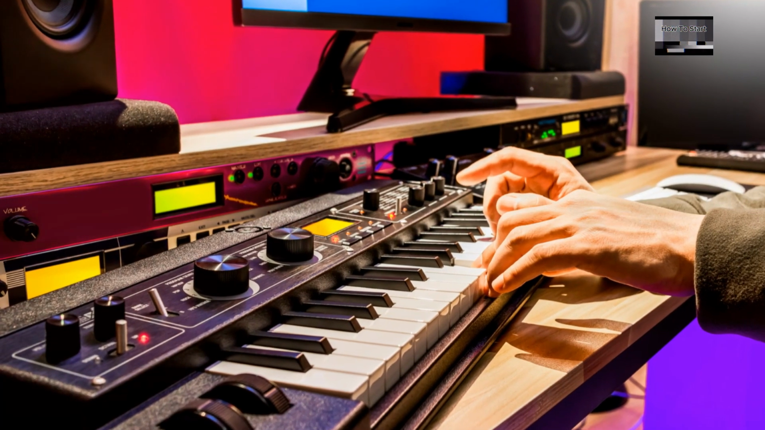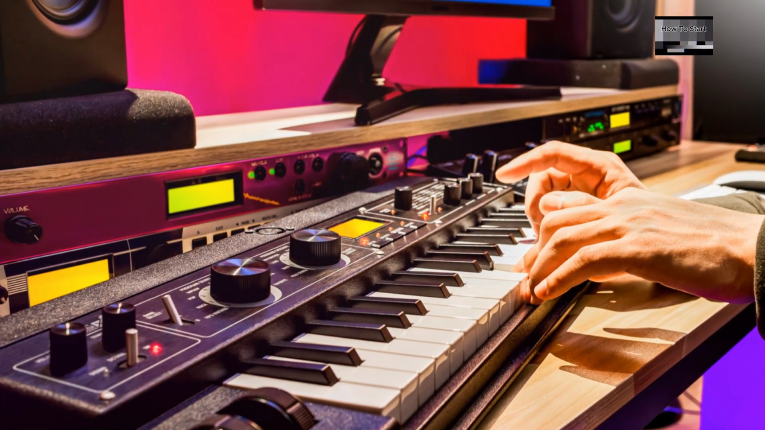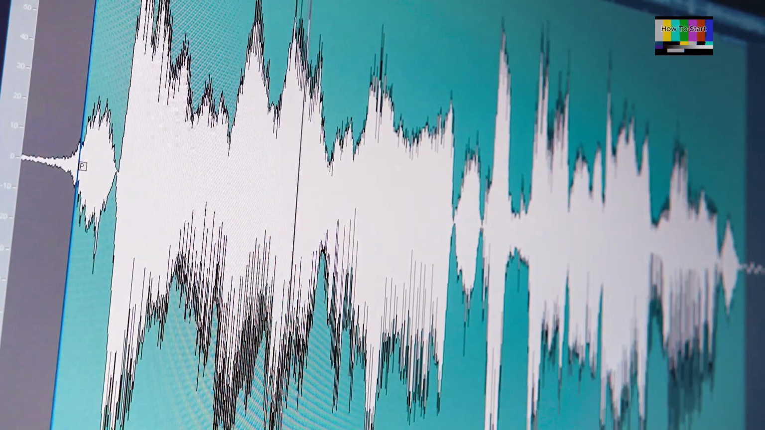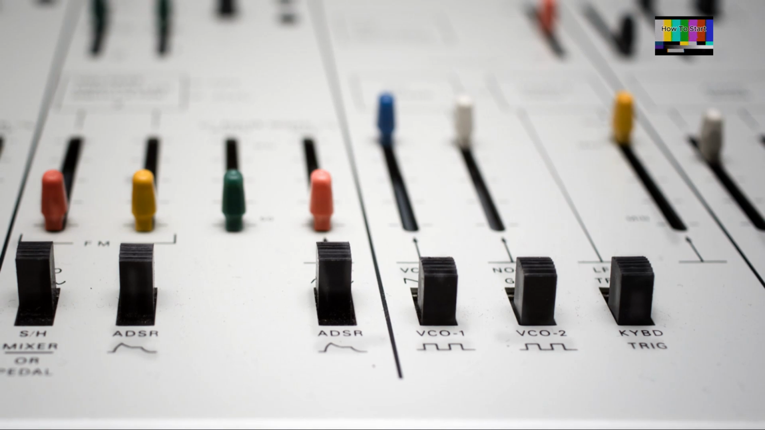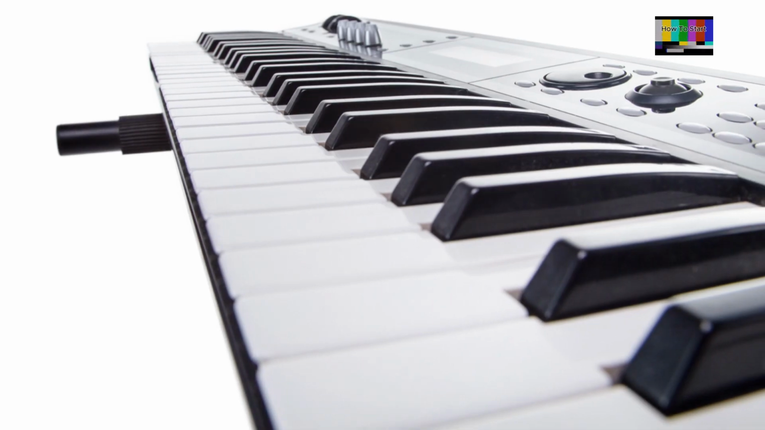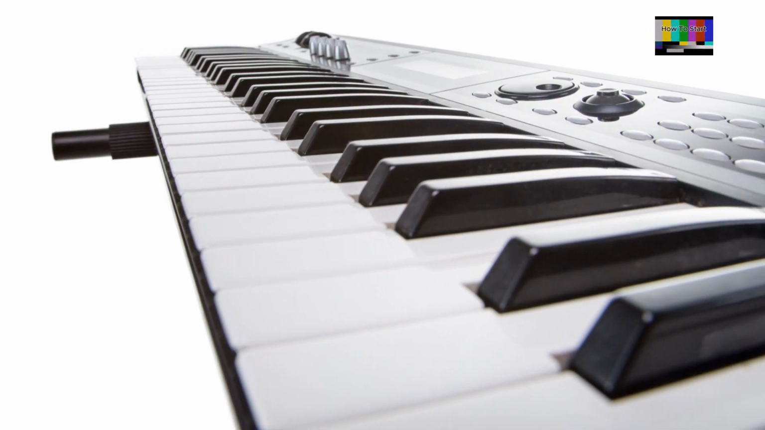The envelope generator, or EG, shapes the volume of the sound over time. Imagine it as a curve that controls how the sound fades in and out. Finally, the low-frequency oscillator, or LFO, modulates or changes other parameters over time, creating movement and texture in the sound.